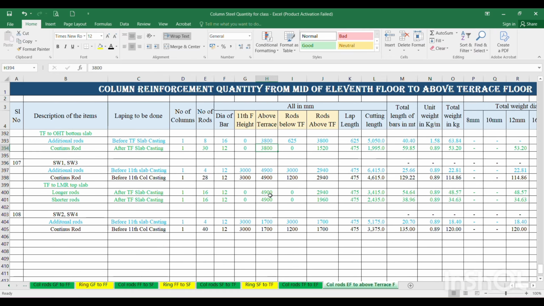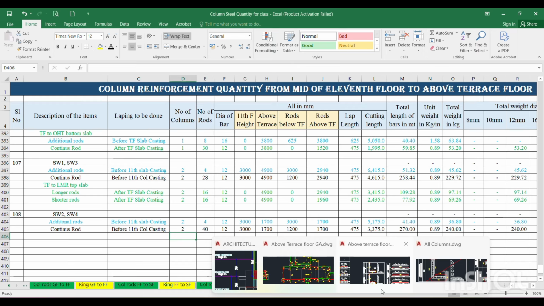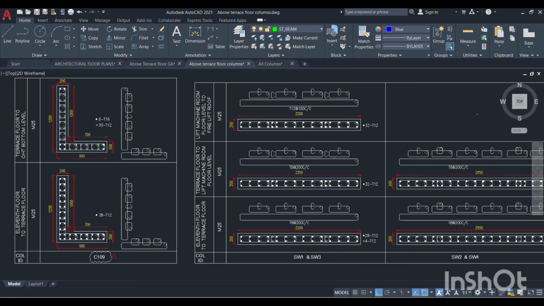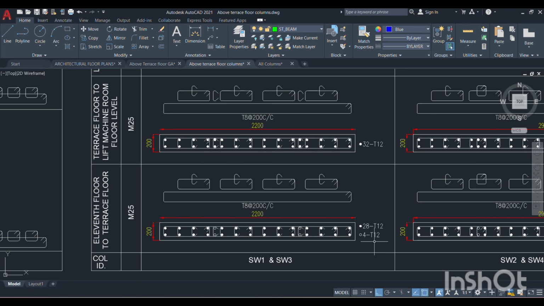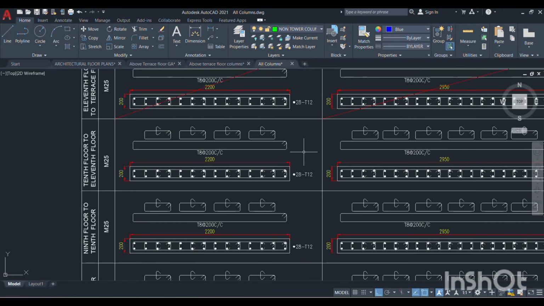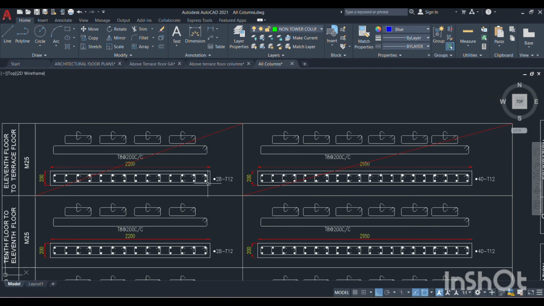And next, this is shear wall SW1 and SW3. Actually here the number of columns has to be 2 and 2. Okay, so SW1 and SW3: 28 number of 12 and 4 number of 12. Here you see, as per our previous drawing, in the terrace level 28 number of 12 is there, here 28 number of 12 is there, here 40 number of 12 is there.